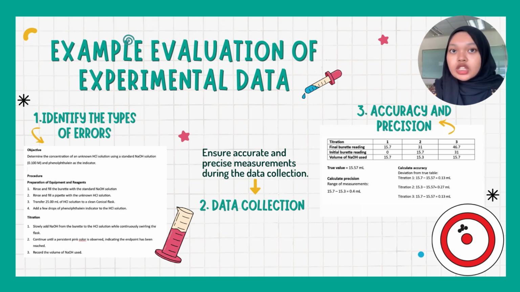So from this data, it shows relatively good precision as the measurements are close to each other with a range of 0.4 milliliter. Then the data shows good accuracy because the measurements are close to the true value of 50.57 milliliter. Therefore, the accuracy and precision of this data is both high accuracy and high precision.